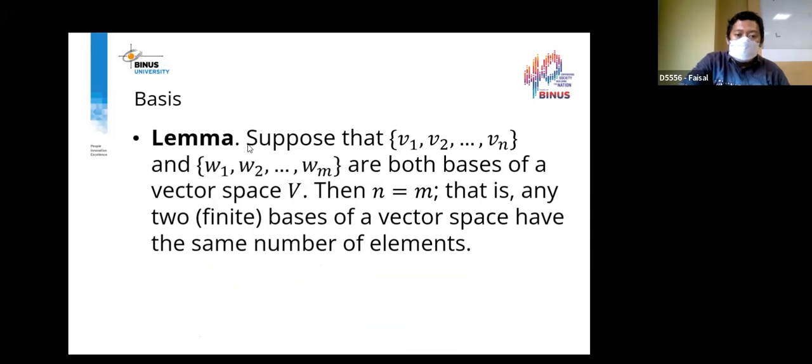And this is a property of all bases of a vector space. Suppose that V1 up to Vn and W1 up to Wm are both bases of the vector space. So the first collection is a basis for V and the second one is also a basis for V. Then we can conclude that the number of vectors must be equal in the first set and the second set. Then n must equal m.